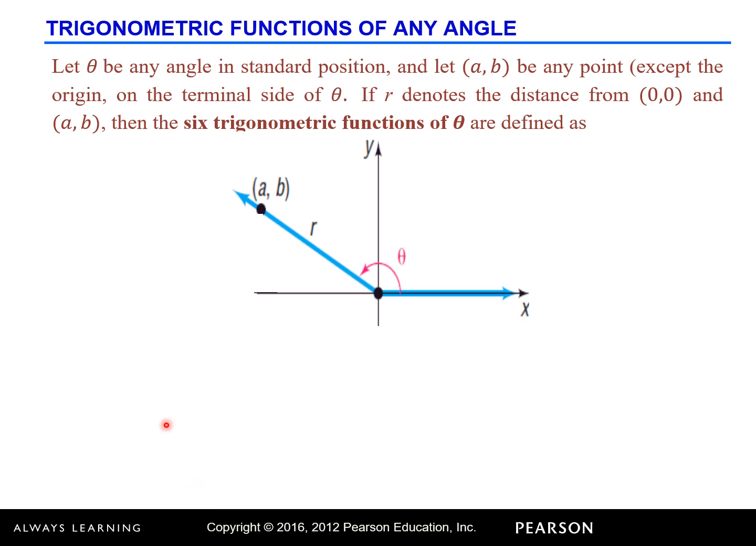Now let us define the trigonometric functions of any angle. Let theta be an angle in standard position, and let the point (a, b) be any point except the origin on the terminal side of the angle theta. If r denotes the distance from the origin to the point (a, b), then we can define the six trigonometric functions.